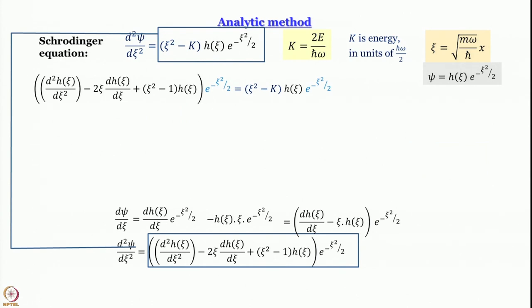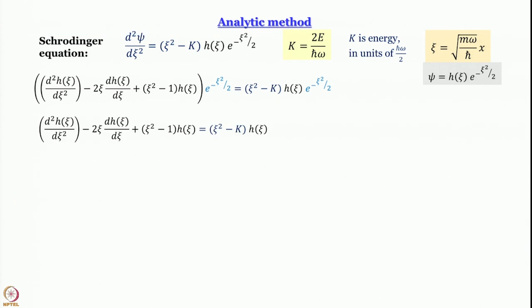Once we have done that, now we are ready to put them together and write Schrodinger equation. d2 d xi 2 of h minus 2 xi multiplied by first derivative of h with respect to xi plus xi square minus 1 multiplied by h multiplied by this Gaussian function in xi is equal to xi square minus k multiplied by h multiplied by the same Gaussian function. The Gaussian functions are shown in blue because it is obvious that they occur on both the sides as factors, so they are going to cancel each other, and this is what we are left with.